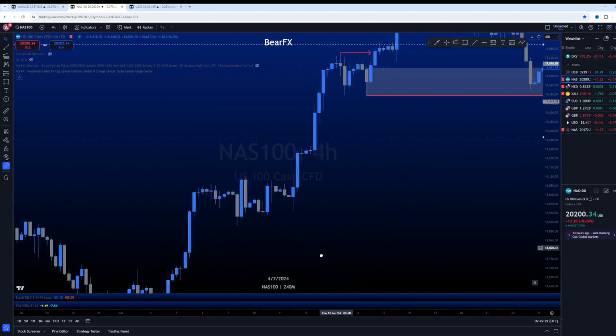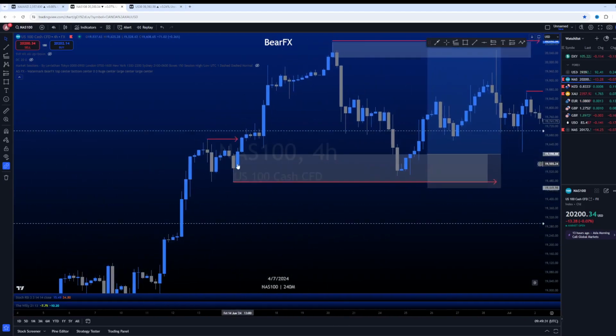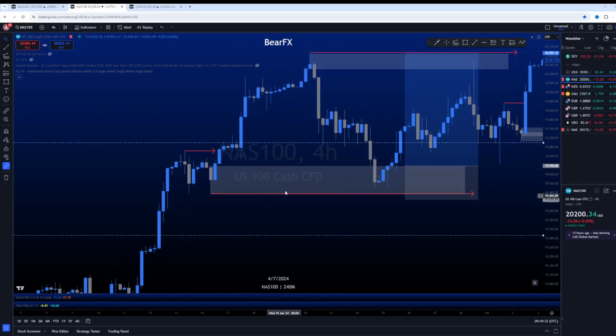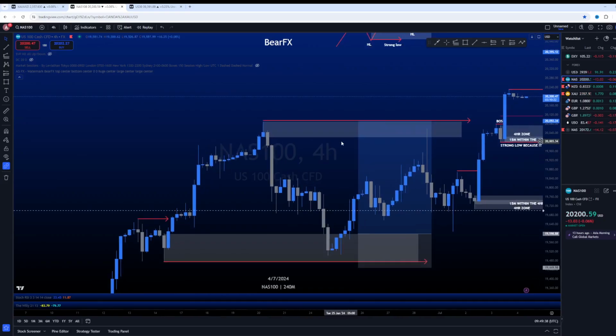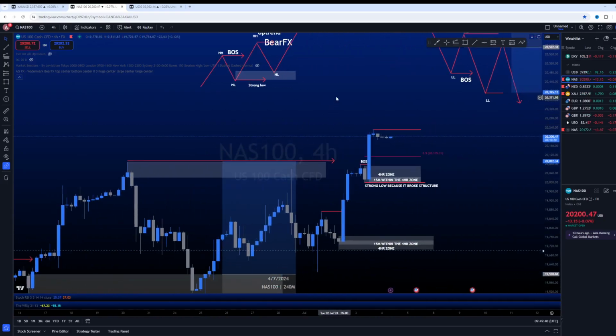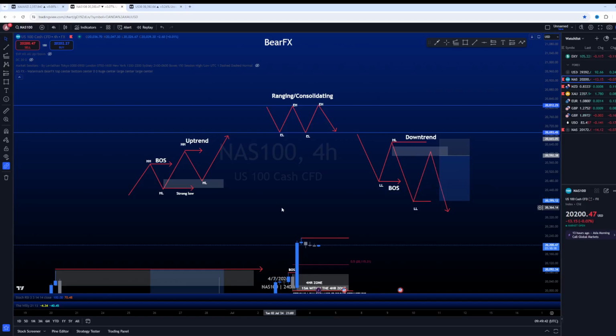Okay, so break of structure. Look for the freshest zone that caused the break of structure. That's now your zone. Okay, you will trade that zone and go from there. All right, so market structure, simplest form. Hope you got some value from this, and we will break it down a little bit further in the next video.